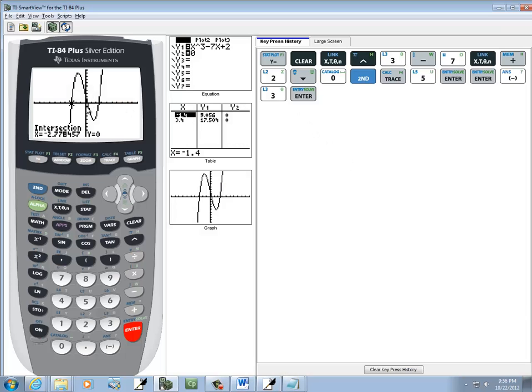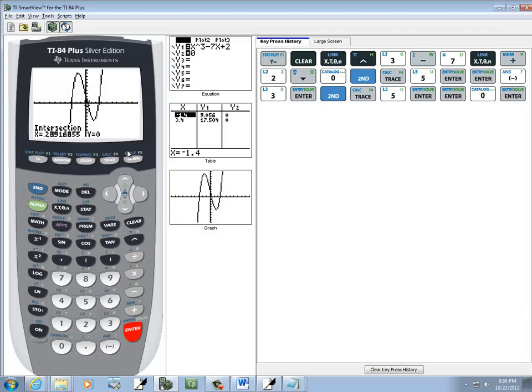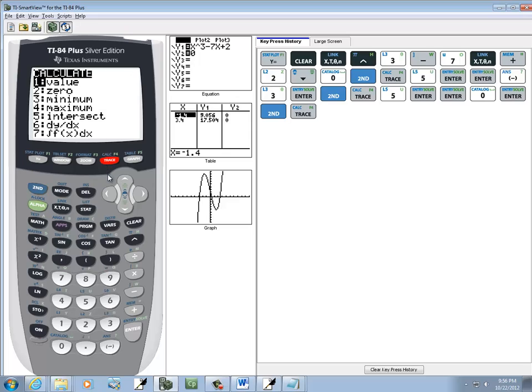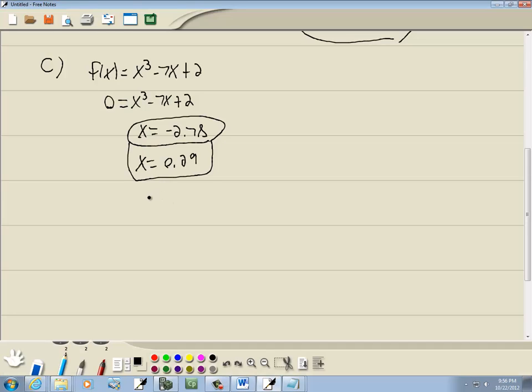Now the next one looks like maybe a half or something like that, but let me do a second trace again. Choose intersect. Enter on first curve, enter on second curve, and let me put 0 in for the guess. We're just choosing an x value close to our answer. And this is x equals 0.29. And we got a third one. So let me do second trace and choose intersect. Enter, and I'll put in 3. And we get 2.49.